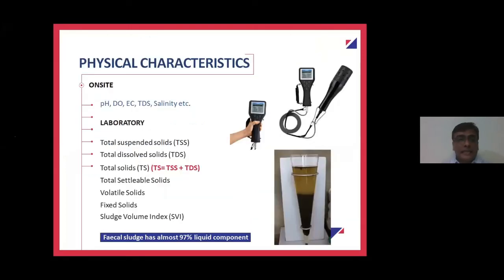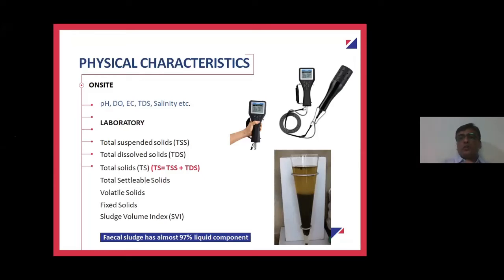And then finally, let's look at the characters. There are certain very good characters like pH, DO, which sir has already talked about, electrical conductivity, total dissolved solids, salinity, whether of sludge or of water. There are certain very modern handheld portable instruments with which you can do a kind of on-site testing of these.